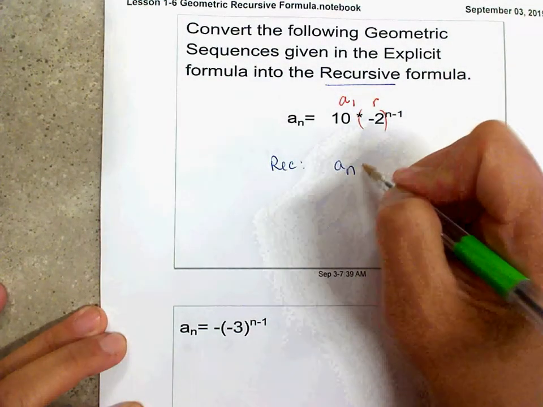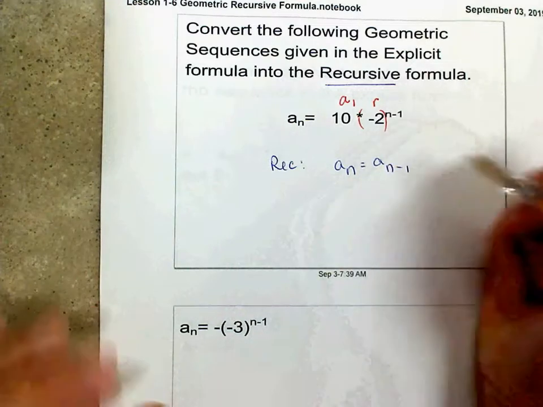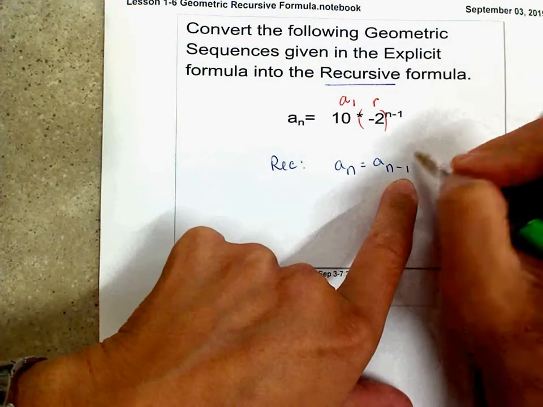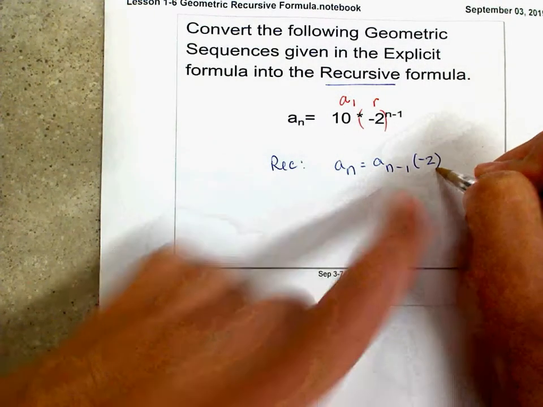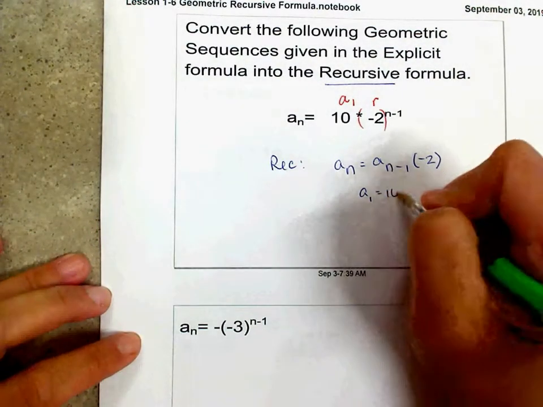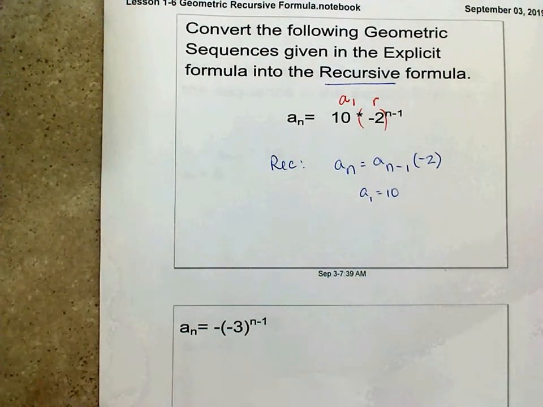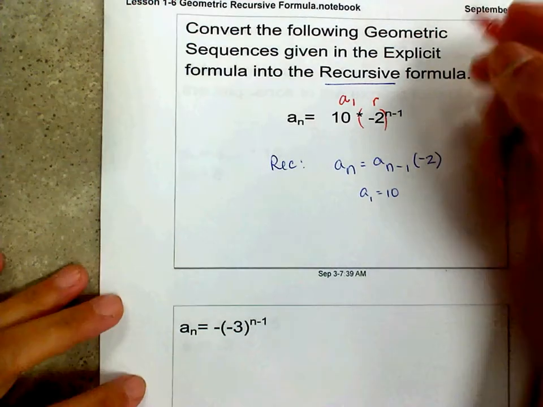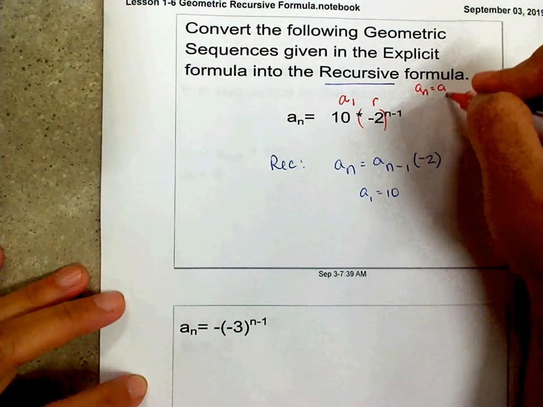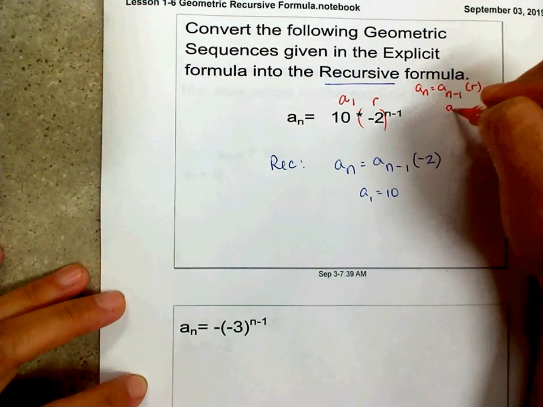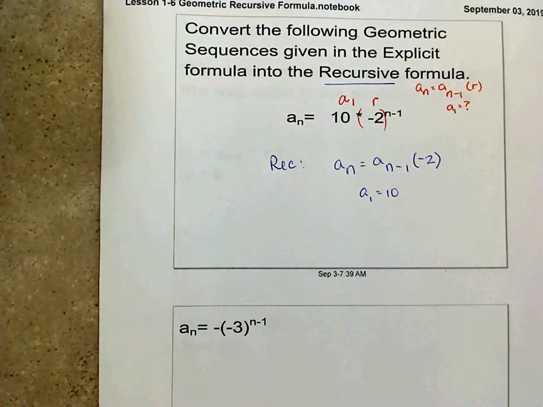A sub n equals a sub n minus 1. See how I lower it? Your R is negative 2. And your first term is 10. So you're trying to make it look like this formula right here. This is your recursive. Okay, there you go.